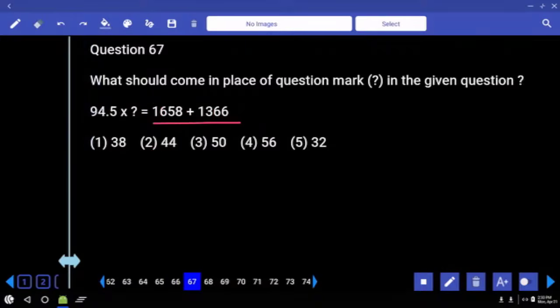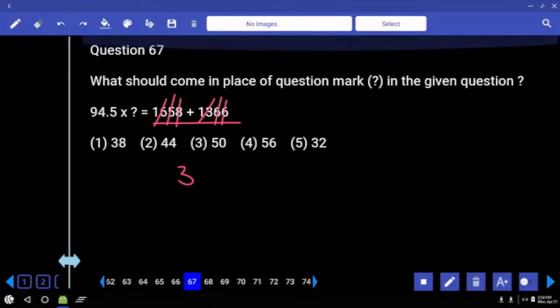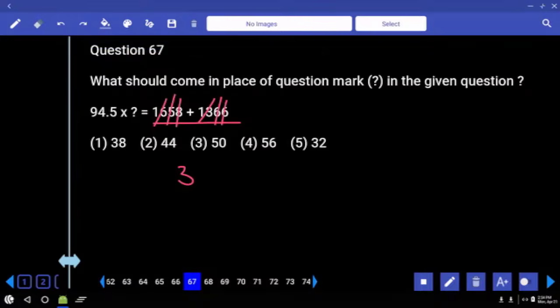Let me calculate right hand side number. 1600, 1300, 2900. If you add one more 100, it becomes a round figure, right? 50, 60, 110. 100 is taken. Total we have 3000. And extra 10. 8 plus 6 plus 10. 3024 is equal to 94.5 into x. Then x is equal to that divided by 94.5.